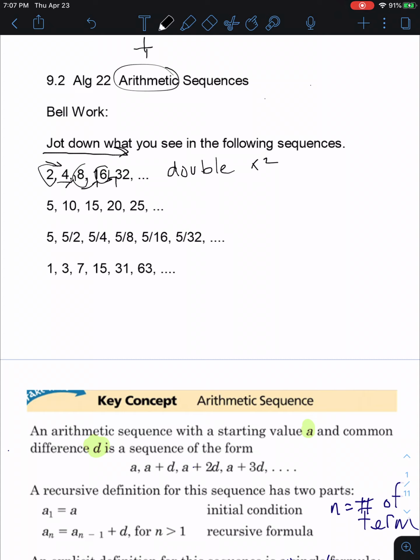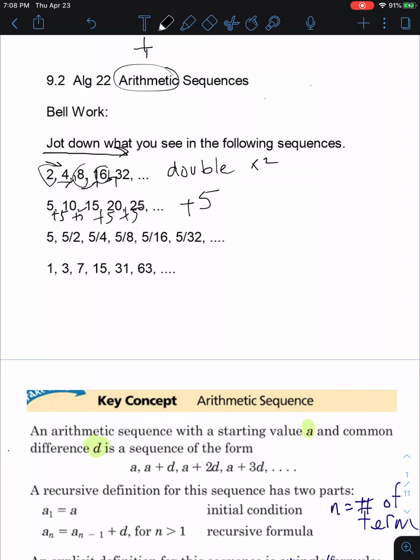All right? Look at the second one. 5, 10, 15, 20, 25. They're all multiples of 5, yes. But to go from the first to the second, you add 5. And then you add 5. And add 5 and add 5. Okay? So on this one, you're going to add 5 to the previous term.